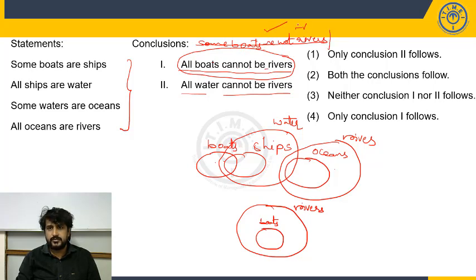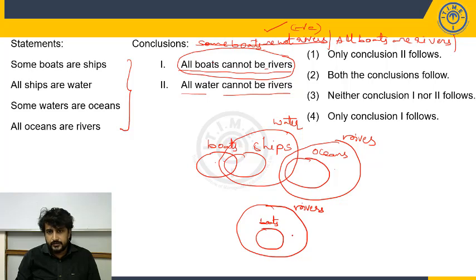So for the negative conclusion, to negate this, we have to draw the alternate diagram, and the complement of this is all boats are rivers. Instead of saying basic diagram, alternate diagram, I am just saying that they are saying all boats cannot be rivers. Can it be reversed? Check that. If it can be reversed, this statement is wrong. If it cannot be reversed, this statement will be correct. Let's see. All boats are rivers. This is what they are asking. So try to prove this.